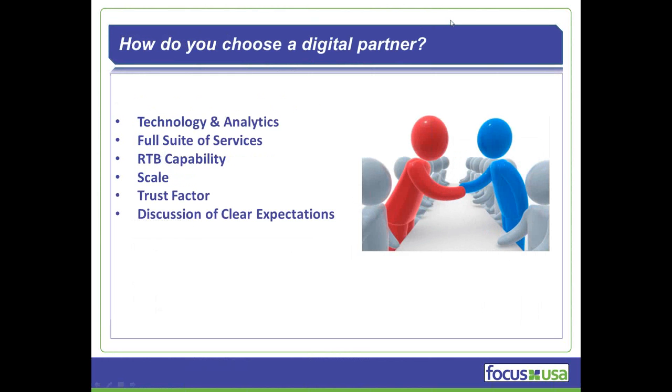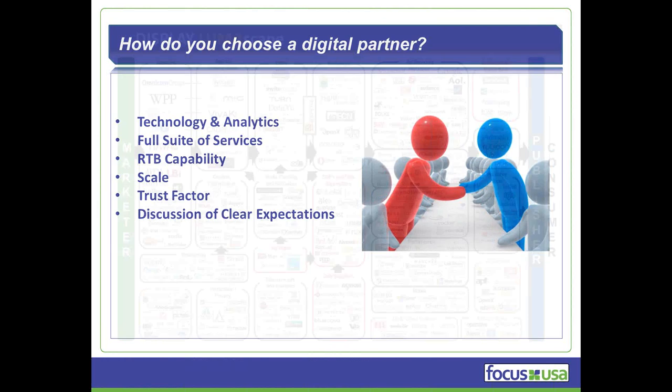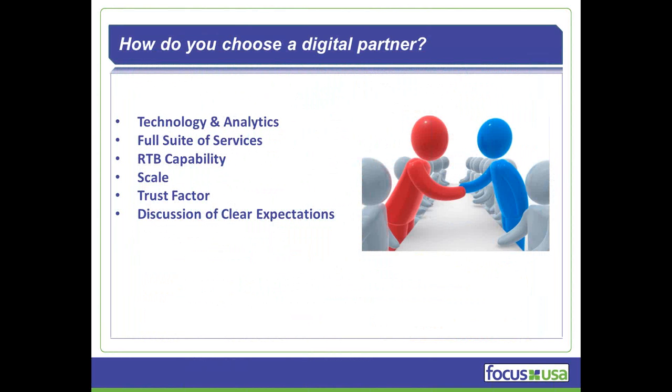So how do you choose a digital partner? Technology and analytics. A good digital partner takes advantage of online technology and reporting to reach the marketer's target audience. The right technology can save time and effort to optimize your campaigns. Accurate measurement will enable you to gather valuable information about the campaign. For example, which publishers are driving the most conversions or the highest conversions. Data intel can and should be utilized to further optimize future campaigns.